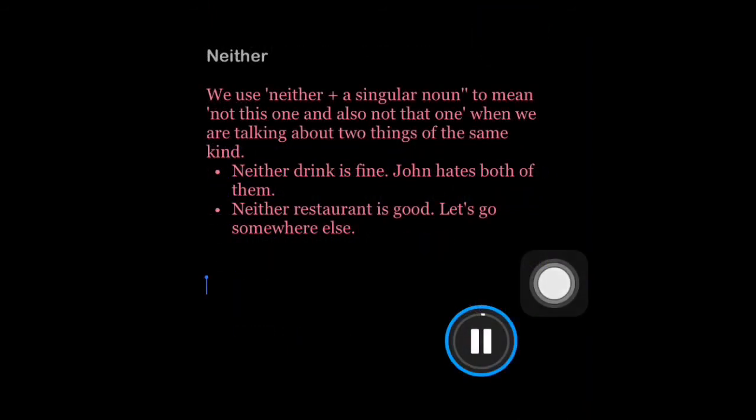Neither. We use neither plus a singular noun to mean not this one and also not that one, which means here both are not preferred when we are talking about two things of the same kind. For example, neither drink is fine. John hates both of them. Or, neither restaurant is good. Let's go somewhere else.